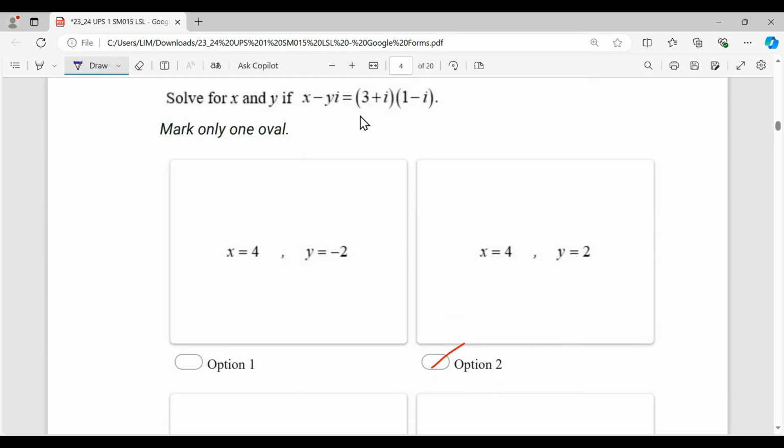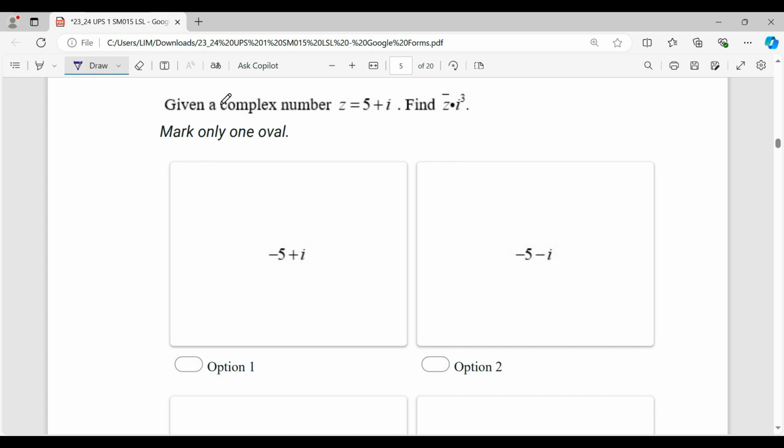For this complex number, we're going to expand and then compare what is the real part as the value of x and what is the imaginary part as the value of y. So comparing, we get 3 minus 3i, then plus i, then minus i squared. i squared is negative 1, so negative becomes positive 1, so 4, then minus 2i. As we compare, x is 4, then negative y is equal to negative 2, so y will be equal to 2. So here we have our option.